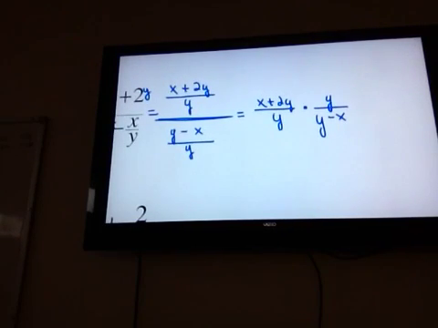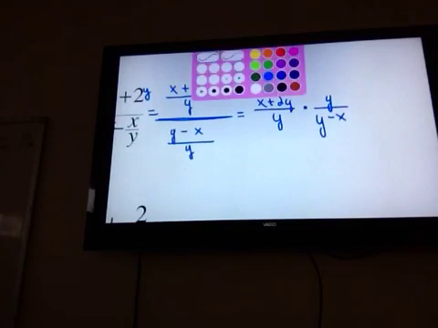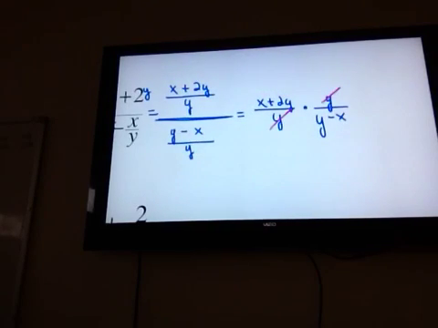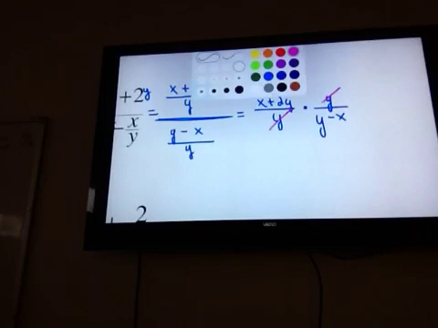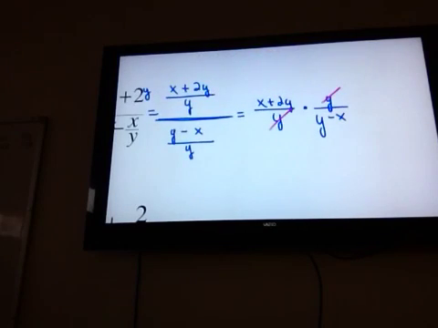We're going to factor if we can, but none of those positions or places, numerators, denominators, factor. So then we're going to reduce if we can, and those will cancel, leaving me x plus 2y over y minus x.